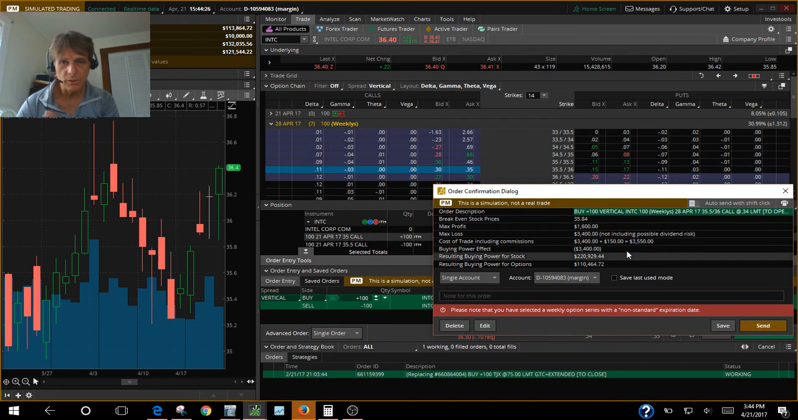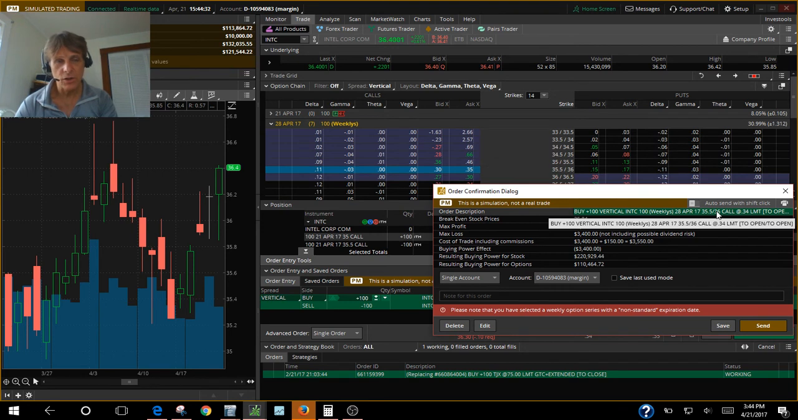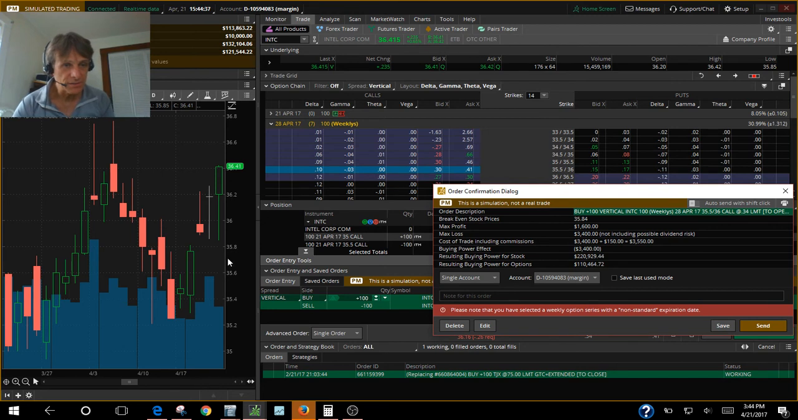Okay, so what I'm going to do is buy another 100 contracts of Intel, the 36 calls. That means I'm just buying the spread between the 35.50, which is right here, and the 36, which is right there. See where my cursor is? As long as the stock stays above it, I will make my 45% next week.